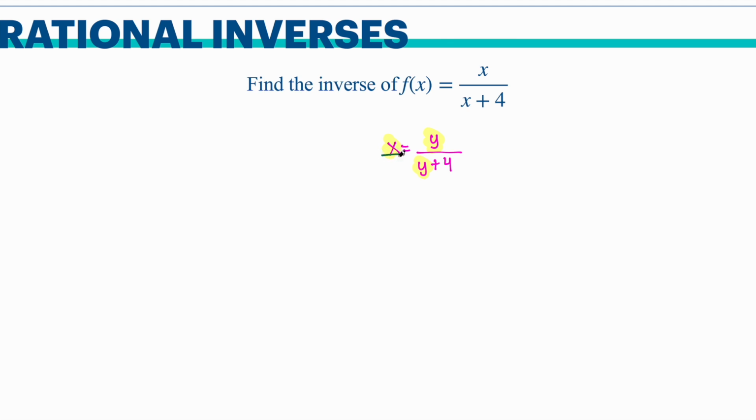First thing you're going to do is make them a fraction and cross multiply. So I'm going to get x times y plus 4, and that is going to equal y. Now you're going to distribute: xy plus 4x equals y. From here, you are going to get the y's together.